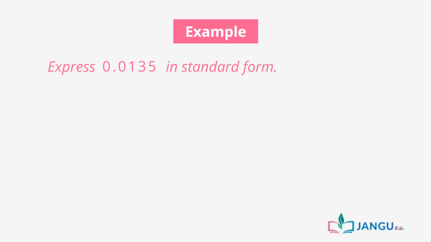Example 2. Express 0.0135 in standard form. Like the previous example, we move the decimal point to the right until it passes the non-zero value, which is 1 in this case. Next, we count the number of times we moved, and that will be our negative exponent. In this example, we move the decimal point 2 places to the right. Therefore, the exponent is 10 raised to power minus 2. Hence, 0.0135 is written as 1.35 times 10 raised to power minus 2 in standard form.